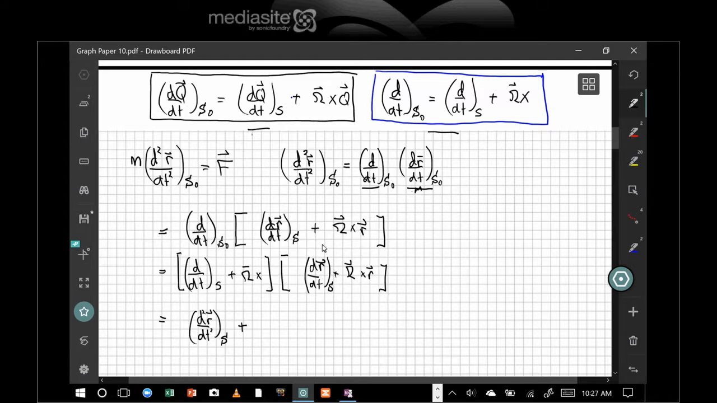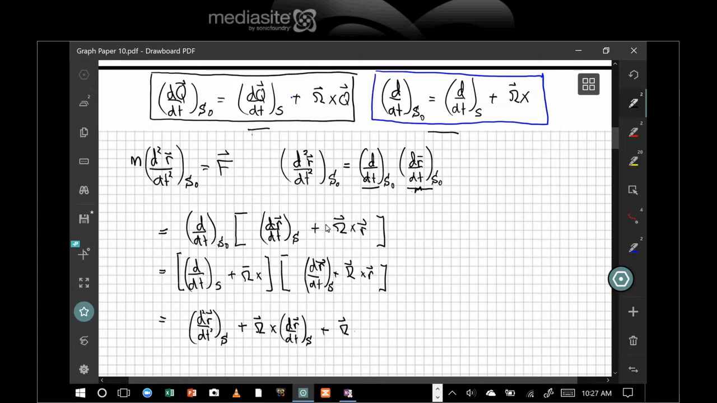Okay. So now, notice, if I operate, let's think about this. So if I operate this on this, and let me, again, write it very completely. Okay, so if I take this on that, what I'm going to get is the second derivative of r with respect to t. That's the second derivative. But that's in the S frame. Okay, so what is that? That's acceleration in that frame.